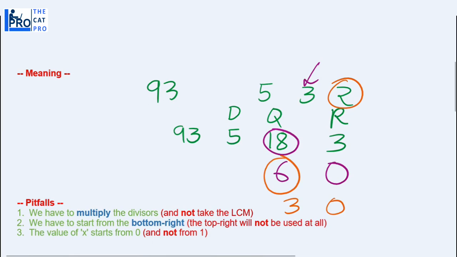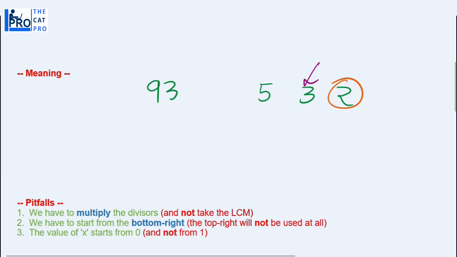So this is the meaning of successive division: the quotient that we get, we divide that by the next divisor, and so on.